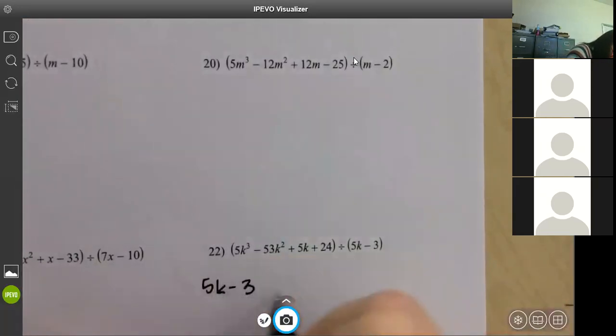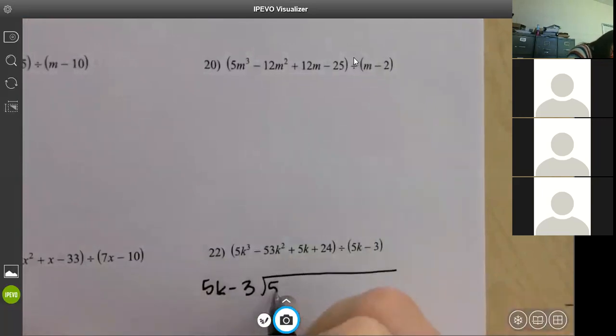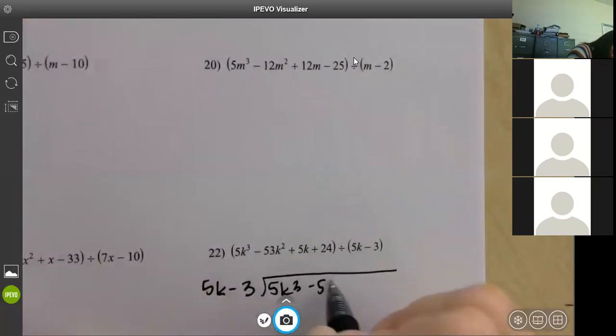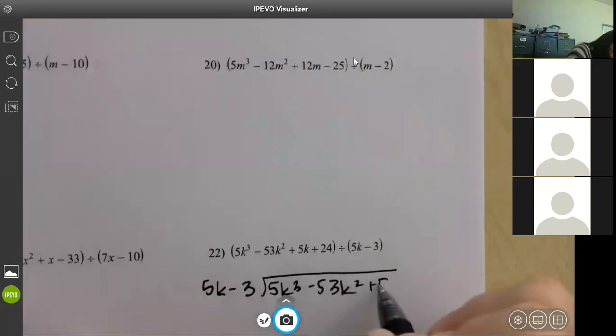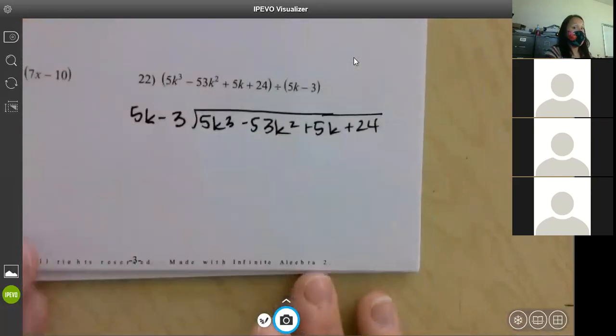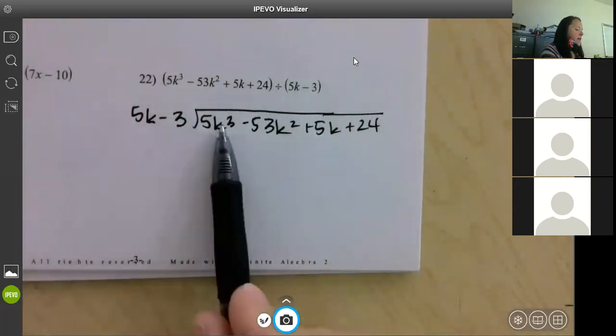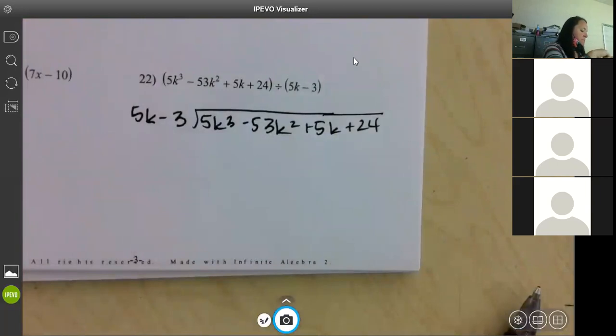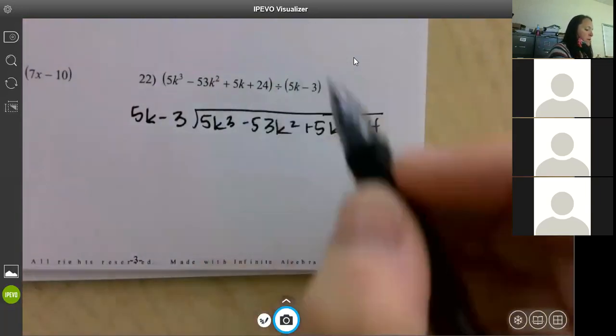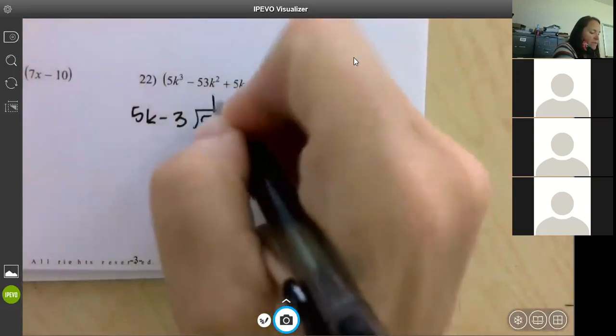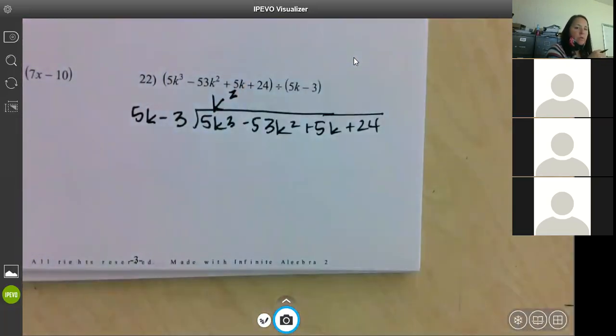When you do long division, you don't do anything different. It's not missing any terms. So we just write it like normal. Again, you do nothing different. How do I get 5K to look like 5K cubed? K squared. Yeah, I just need K squared. I already have the 5, so I just need some more K's. So I'm going to do K squared.